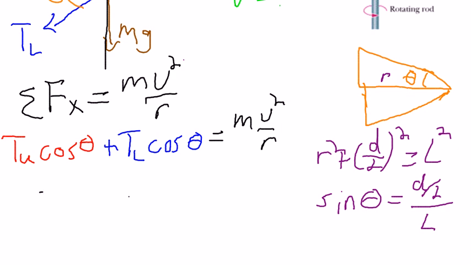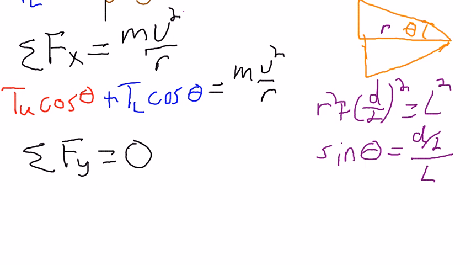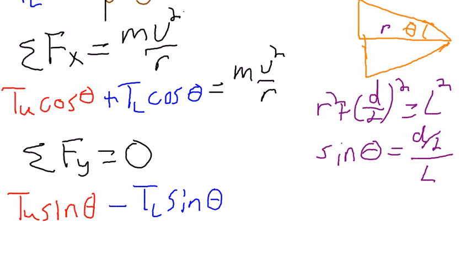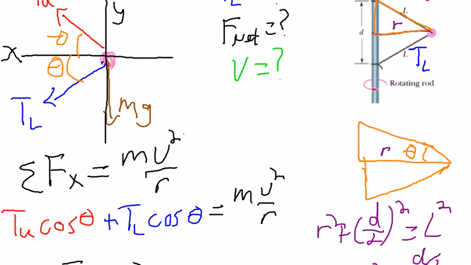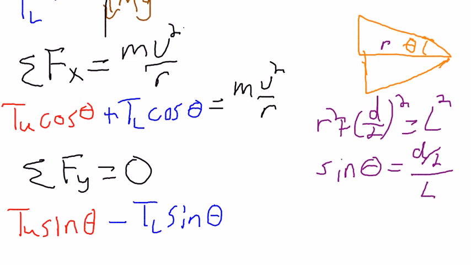And then in the y direction our net force is going to be equal to 0 because it's moving in a horizontal plane, so it's not moving up or down. In the y direction we have T sub U sine theta, the y component of that upper rope. Then in the negative y direction we have T sub L sine theta. If we look up at the picture we can see the y component of T sub L is going to be down, so that's negative. And then we also have the weight force in the downward direction, so minus mg, and those are the only forces, so that's equal to 0.